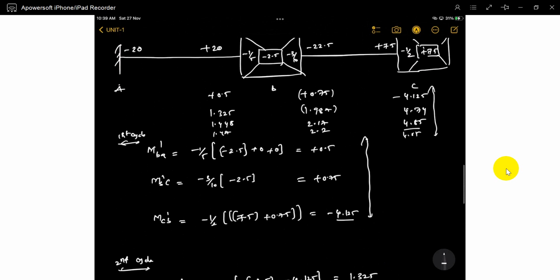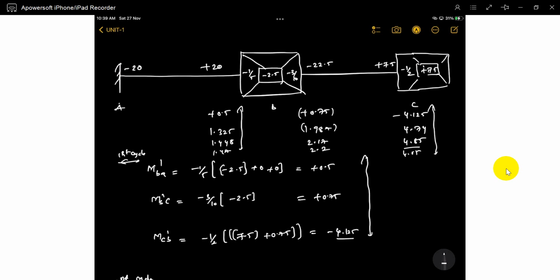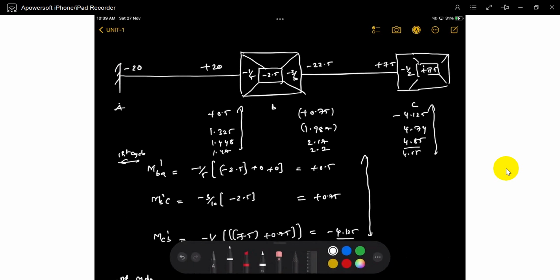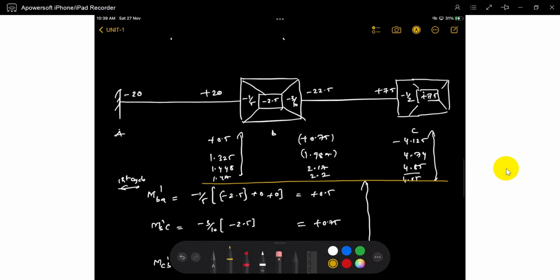So now it's the end, we calculated. So now we can find out the final end moments. So final moment you can easily calculate. What is this value? Minus 20, its own rotational contribution is 0. Far end is 1.47.